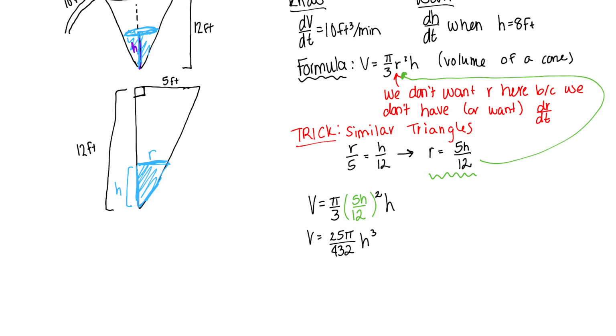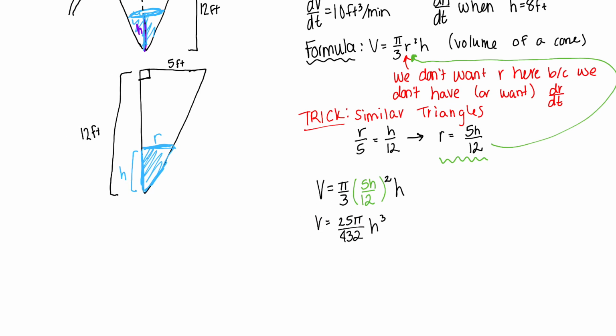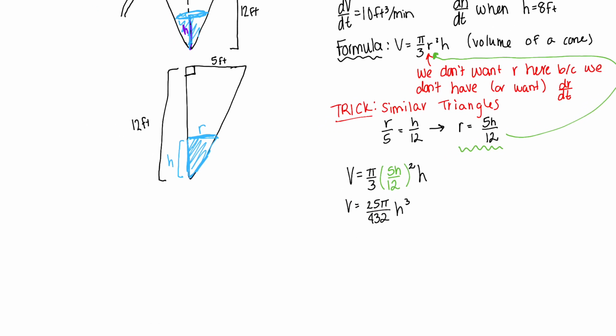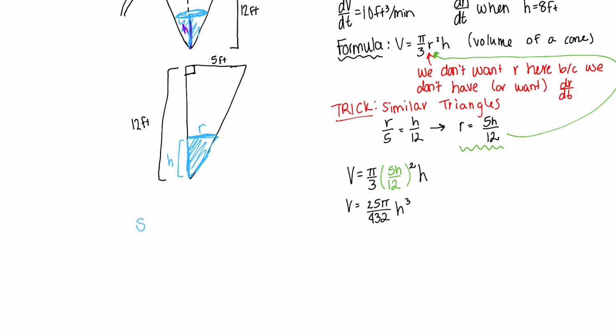So this, let me be very clear. This formula works for this very particular scenario we're in. If you are in a different similar triangle situation, you're going to have different ratios. This formula will not always be a way to relate volume of a cone and the height of a cone together. It works in this very particular scenario. Every similar triangle will have a different ratio. But now that we've done all that work, we are good to differentiate.